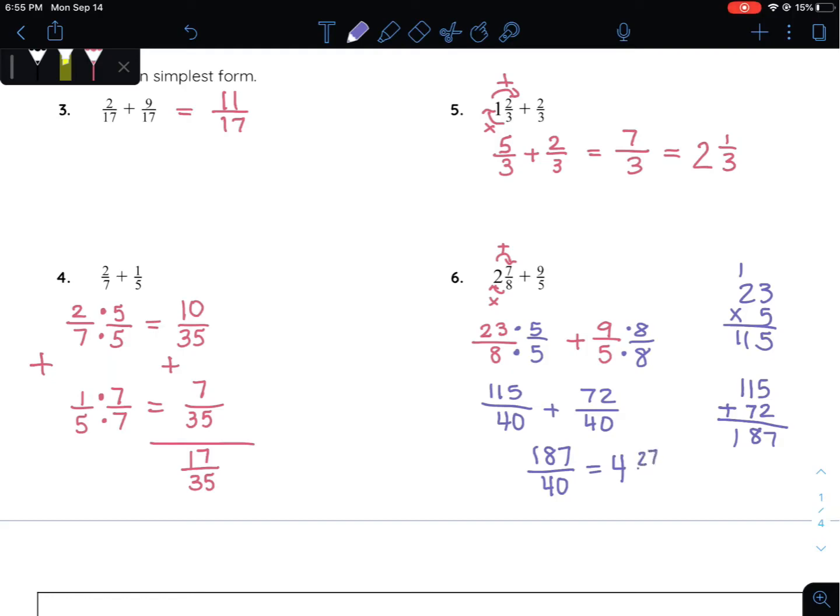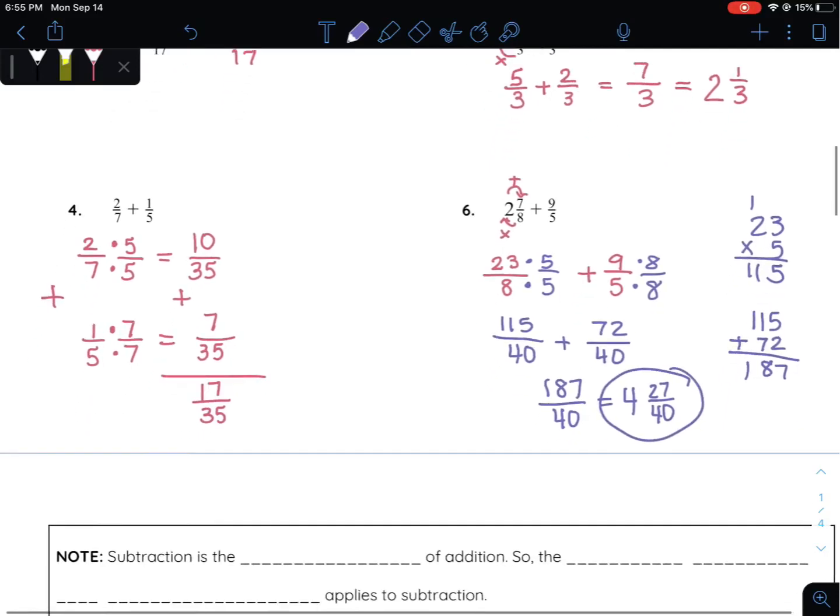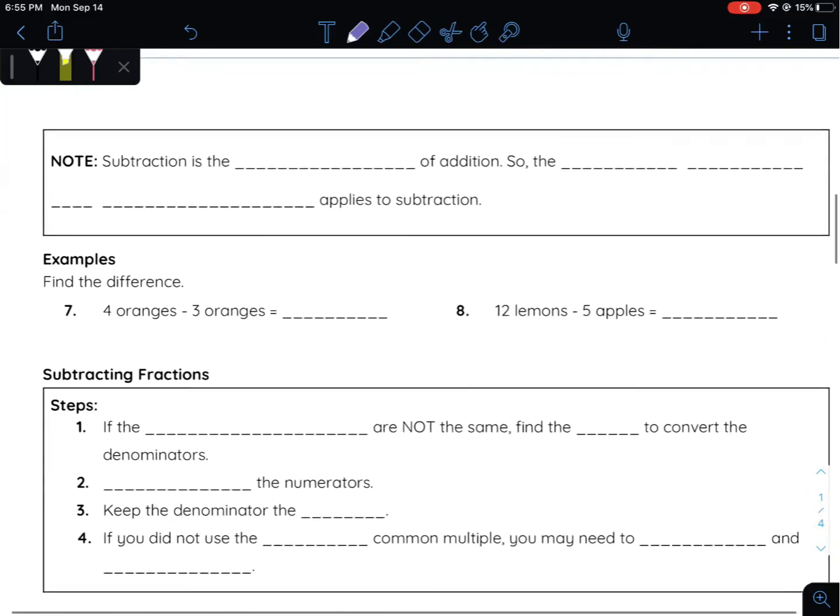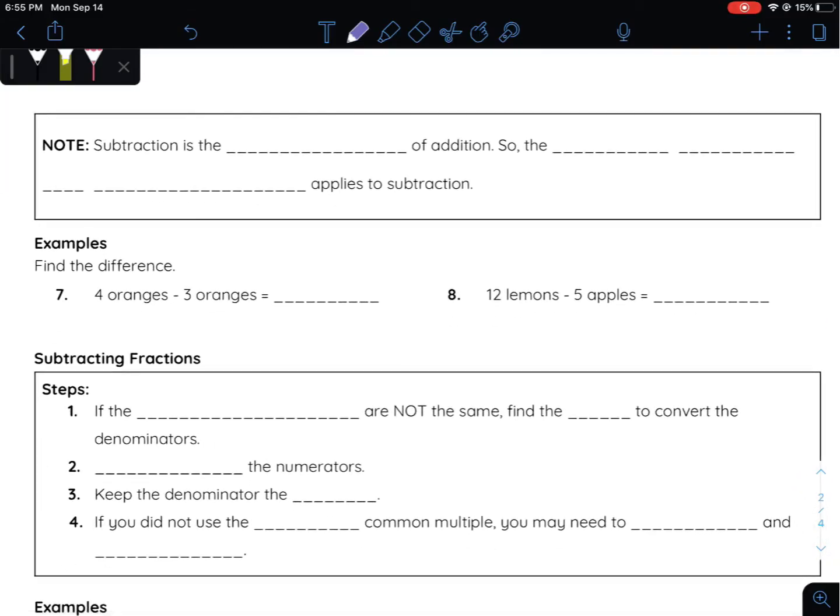187 minus 160 would be 27/40. So 4 and 27/40. Okay, subtraction is actually the same thing.